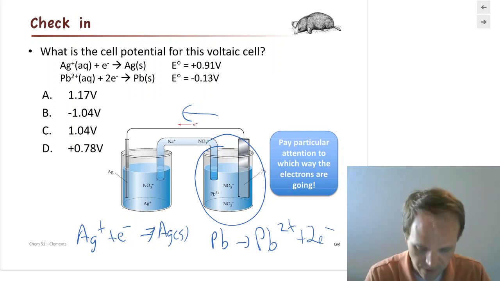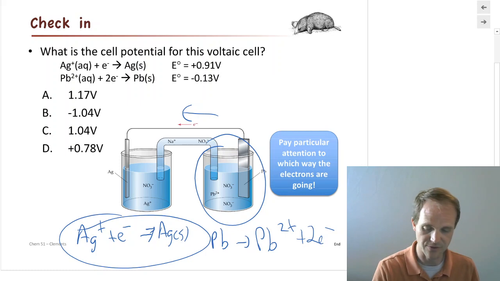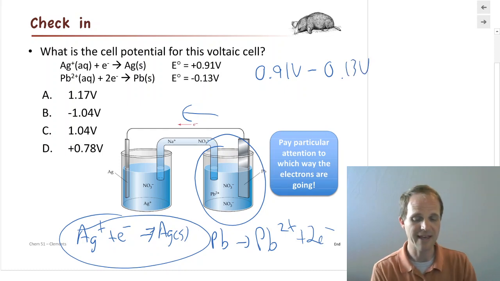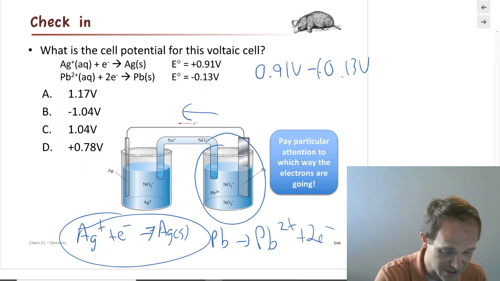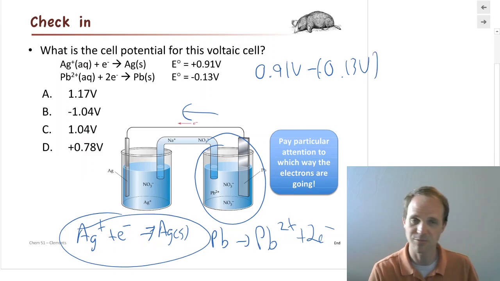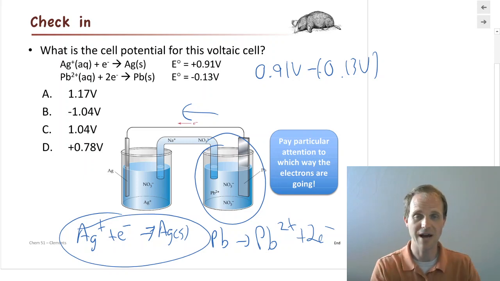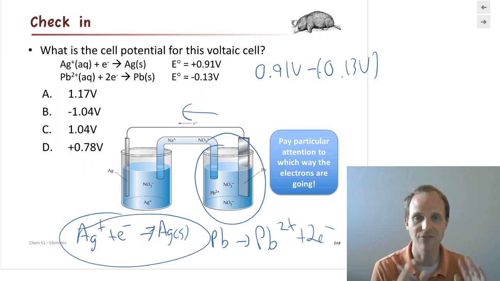So what are we going to do? Right, cathode minus anode. Which one's the cathode? Where is something getting reduced? That's my silver. Okay, so what's my silver? Cathode 0.91 volts minus my anode 0.13 volts. Remember, even though it's my anode, I don't, oops, I should put, I did change the sign. I was going to say I don't change the sign when I forgot to actually put the sign there. So I put a negative 0.13 volts. I don't change the sign. Why? Because that negative sign, the cathode minus anode, it changes the sign for us.